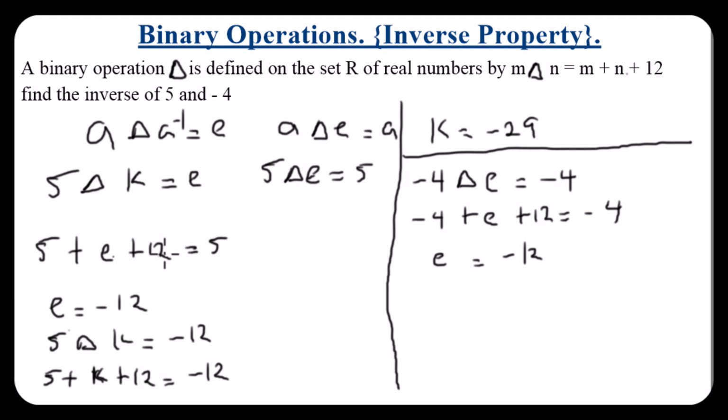So you can say they have the same identity element because it is the same operation. Definitely they should have the same identity element, so we can now use that to get the inverse of minus 4. So how do we do that?